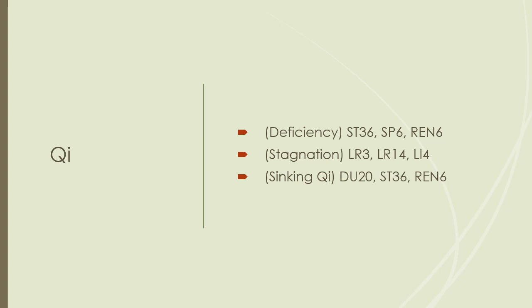For sinking qi, we're looking at a deficiency syndrome that typically will involve prolapse or other kinds of fatigue, sagging body structures. The idea is to lift, and for this we use Du 20, Bai Hui, 100 meetings at the top of the head, as well as stomach 36 and Ren 6.